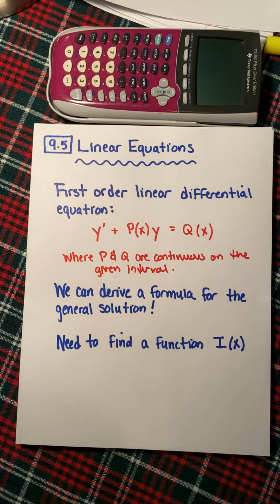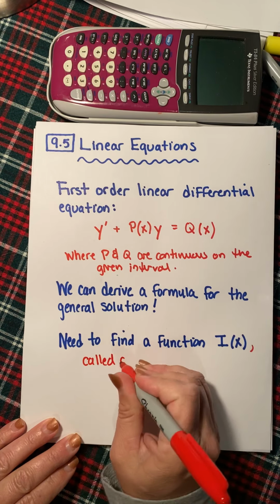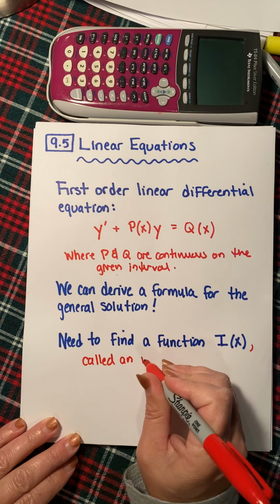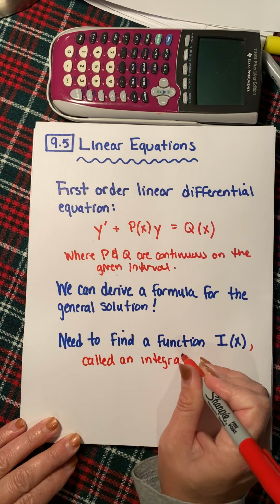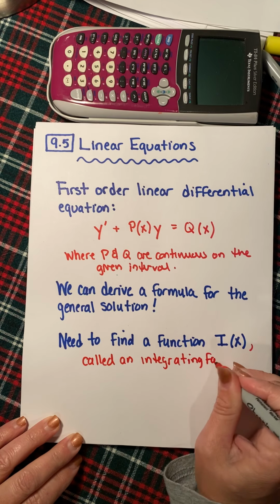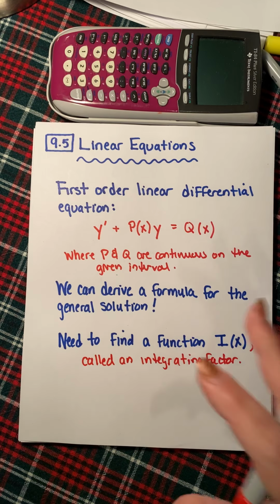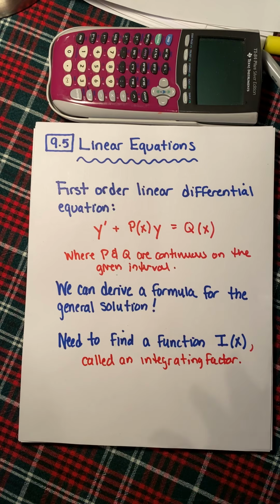In order to derive the general solution, here we're going to do it, and then we're going to do some examples. We have to find a function. I'm going to call it I of x. It's called the integrating factor for this function, and thus the I. It's a magical function that's going to help us derive a template for the solution to a differential equation that we can put into this form.